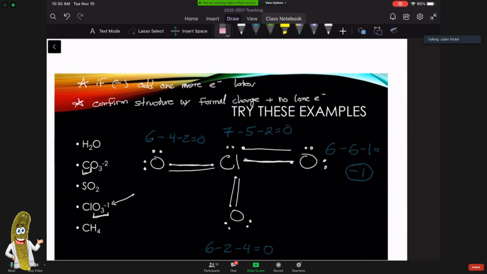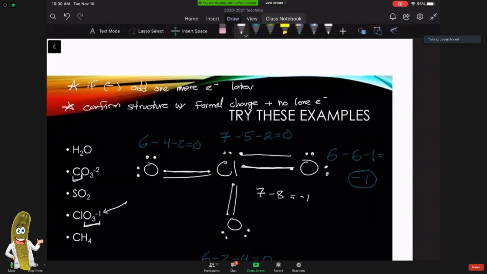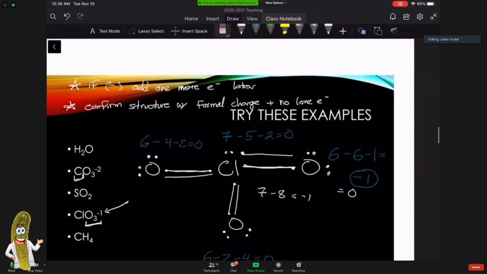So if we did it this way, the chlorine would instead be 7 minus 1, 2, 3, 4, 5, 6, 7, 8. It'd be like that. And then the oxygen, I guess technically the oxygen would be 0. So this is technically also the correct answer, because this oxygen would also be equal to 0. So that is technically also a correct answer that you could have. But what that does is it really messes with chlorine in terms of the octet rule.